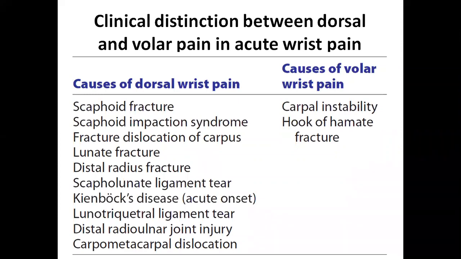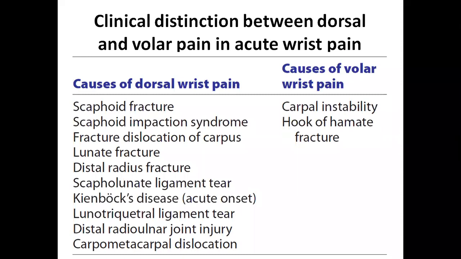Fracture dislocation of the carpus, the lunate fracture, the distal radius fracture, the scapulolunate ligament tear, the Kienbock disease. Sometimes it is also an ischemic condition, which is very rare but very unique to the hand. The lunotriquetral ligament tear, the distal radioulnar joint injury, the carpometacarpal dislocation, the carpal instability, and the hook of hamate fracture cause the ulnar wrist pain.